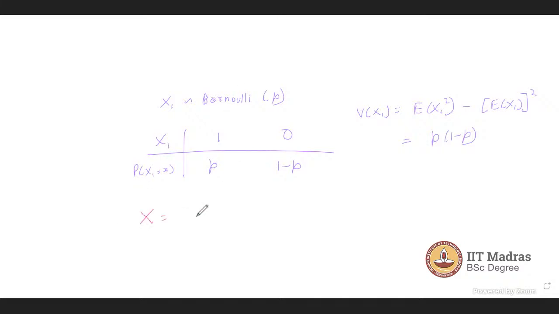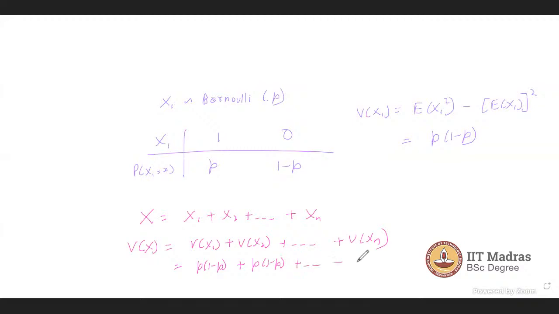And we know that binomial is nothing but sum of n independent and identical Bernoulli random variables. Since all of these x1, x2, xn are independent, by using the property of variance, you can write it like that. Since all of these are identical, the variance will be the same for all of them. That's n times p times 1 minus p for binomial.